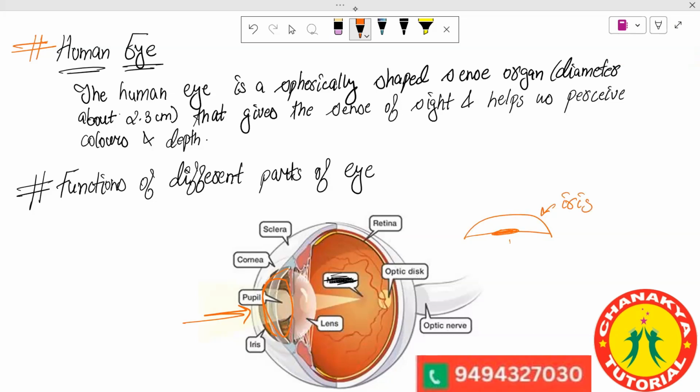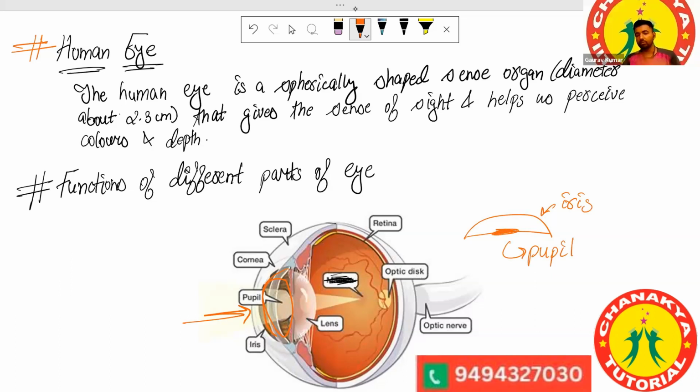It can contract and relax based on the amount of light we take. Yes, so this iris adjusts the size of the pupil. So what is the pupil? The pupil is a small hole through which the light enters. Okay, so let's say if you are outside in front of the sun, and the sun is emitting a huge intensity.